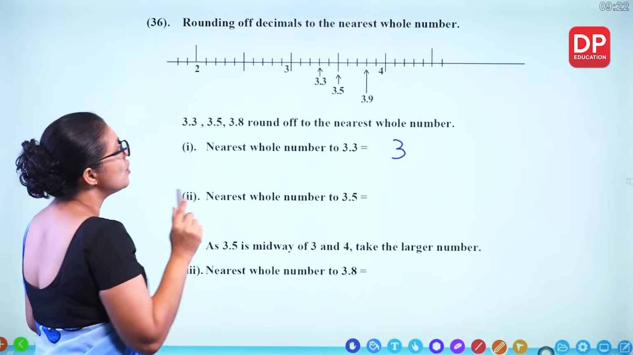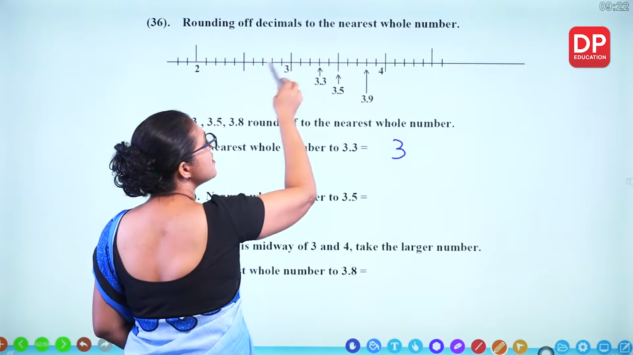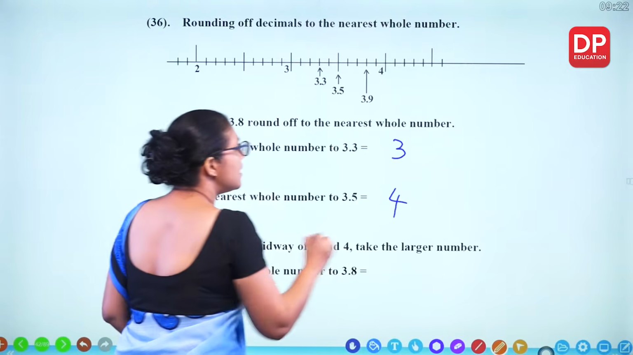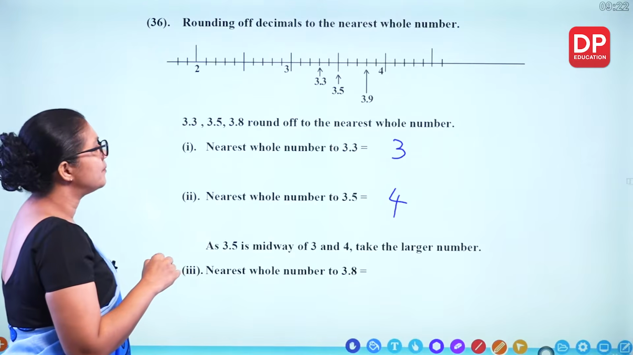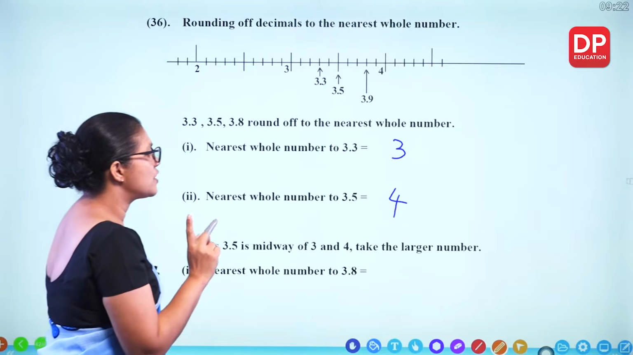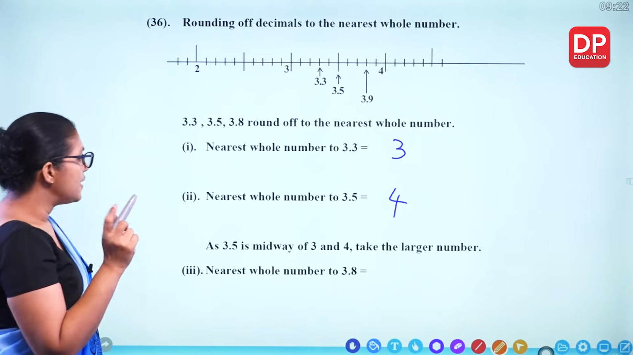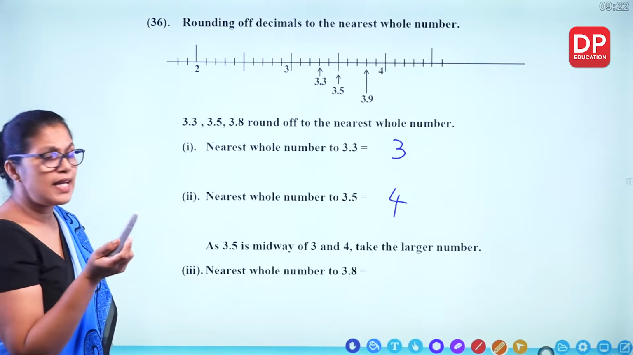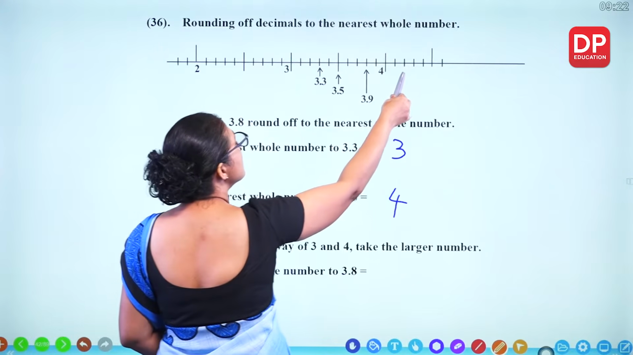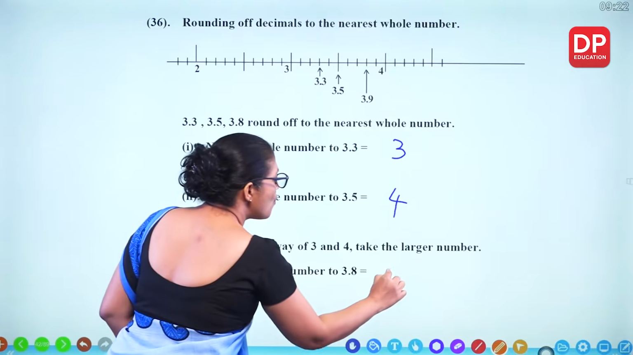Nearest whole number to 3.5, this is midway of 3 and 4. So we take the larger number. So as 3.5 is midway of 3 and 4, take the larger number. Nearest whole number to 3.8? 3.8 is somewhere here. That's closer to 4.